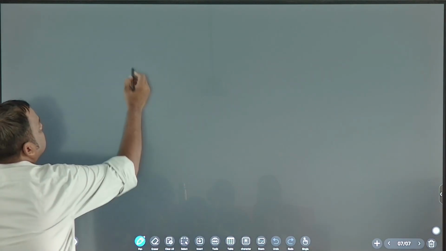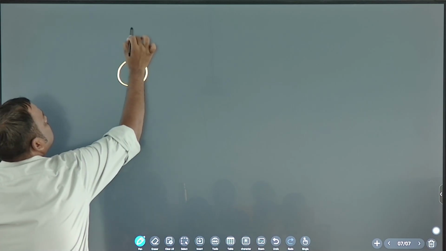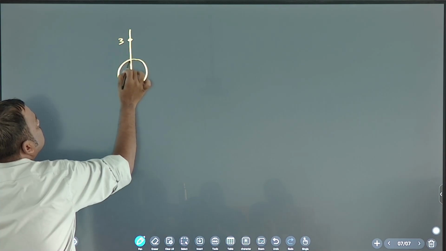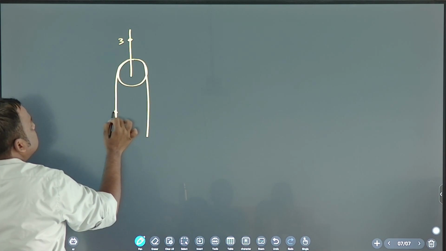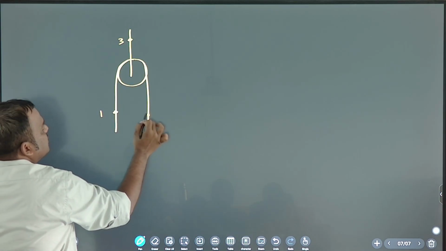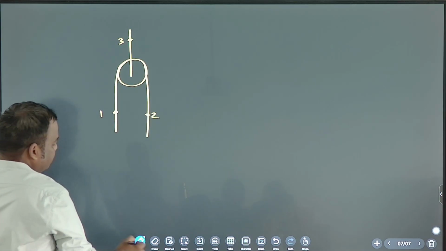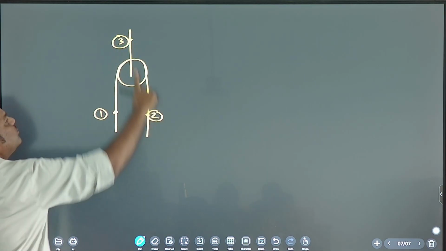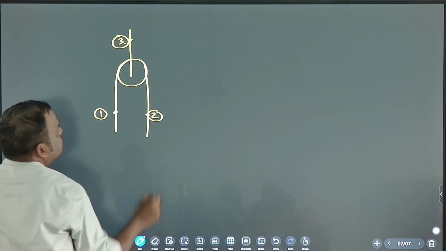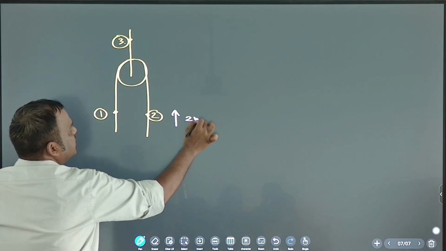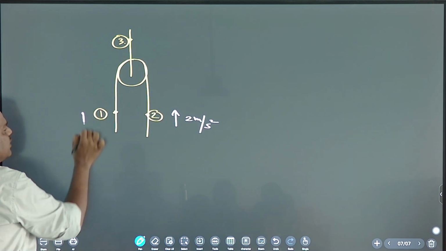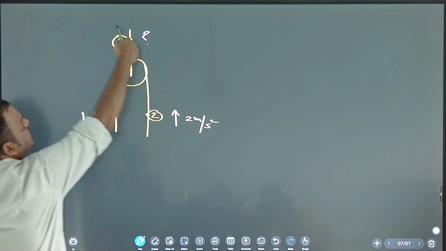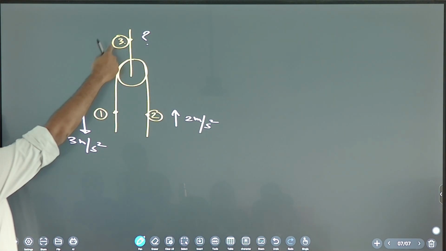So solve this question. Suppose this is the pulley. This is the string. This point is 3. This point is 1. This point is 2. Okay, points 1, 2, 3. Now suppose 2 is going up with 2 meter per second square. 1 is going down with 3 meter per second square. What is the acceleration of 3? Calculate.